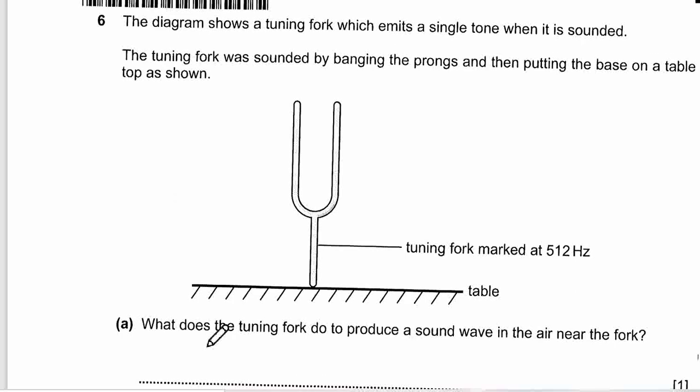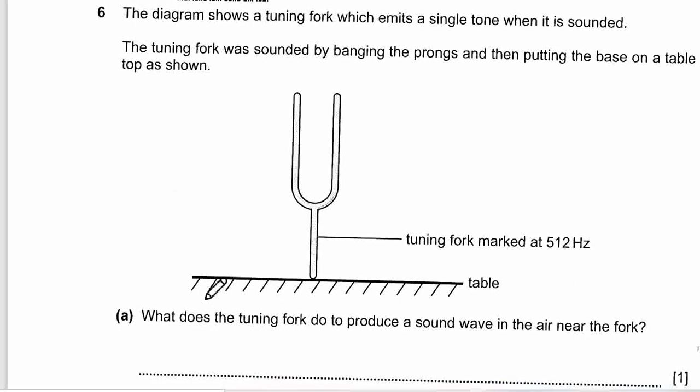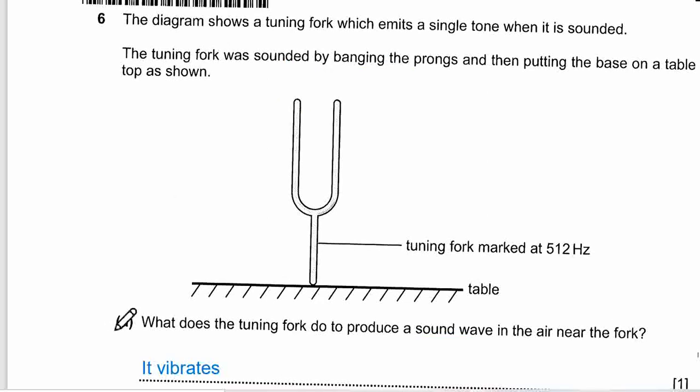Question A. What does the tuning fork do to produce a sound wave in the air near the fork? While the tuning fork is banged, there will be vibration. The tuning fork will be vibrating like this. So that is what produces a sound wave. The answer for this is it vibrates.